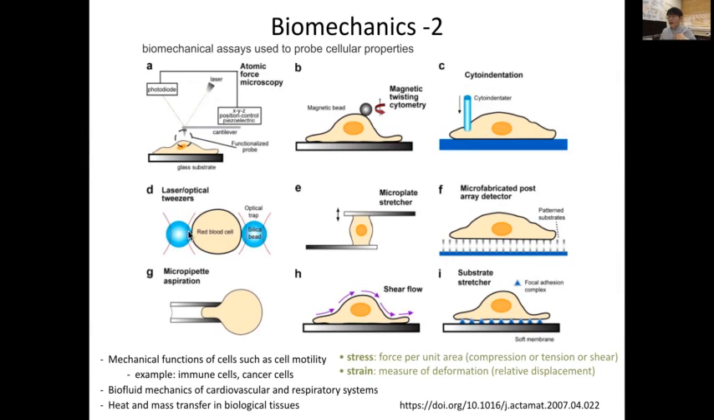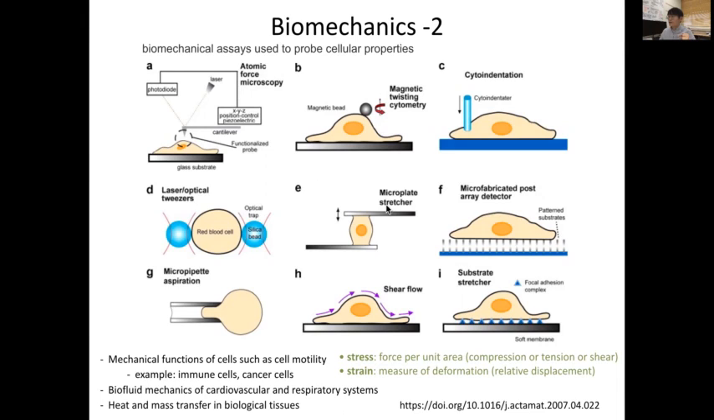Another fancy way is the so-called laser or optical tweezers, which requires a laser light to focus down through a silica bead. With this optical intensity gradient, you can grab a silica bead which is attached to, for example, a red blood cell. You can stretch the red blood cell with a defined force and then measure the displacement, which gives the mechanical property of the red blood cell.